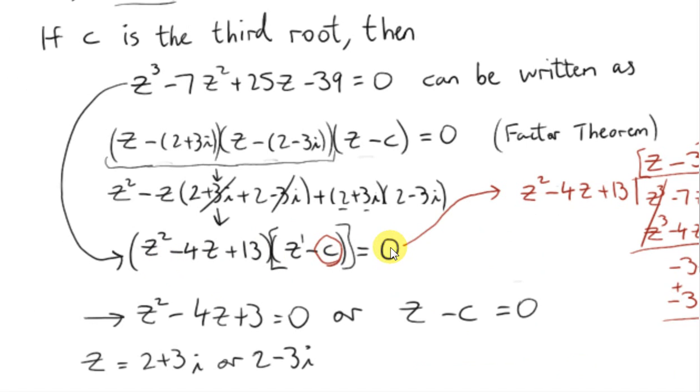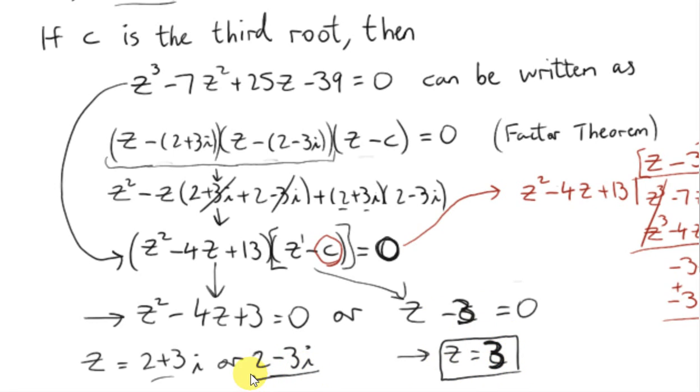So if we were solving this equation, if we knew the factors and they multiply to give 0, then you put each factor in turn equal to 0. Because we have 0 on the right hand side, we can do that. And if we solve this quadratic equation, we get these two roots, as we've seen before. And if we put this factor equal to 0, we get z equals c. But we know that this is now z minus 3, so we can see that z equals 3. So here are the 3 roots of the cubic equation.